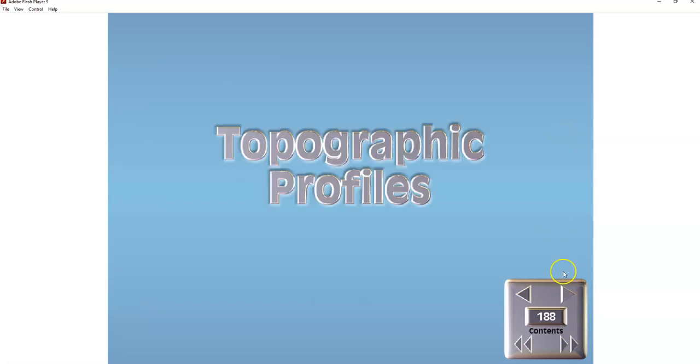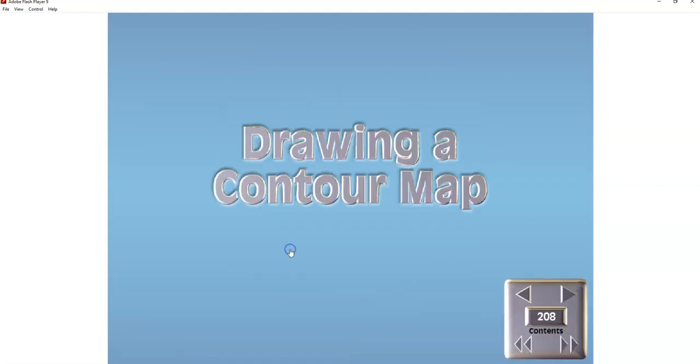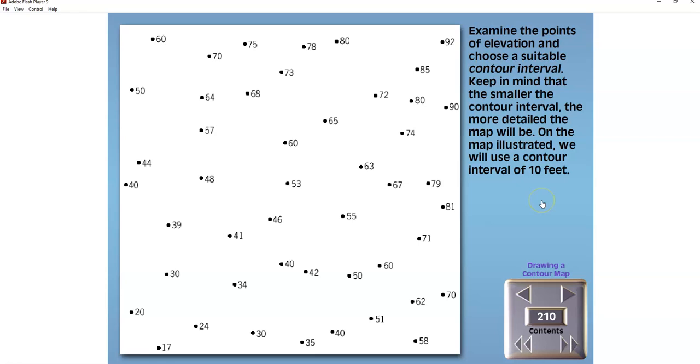Topographic profiles. I'm going to go back and skip this part. And let's see, drawing a contour map. Drawing a contour map using points of known elevation involves the following steps. Examine the points of elevation and choose a suitable contour interval. Keep in mind that the smaller the contour interval, the more detailed the map will be. On the map illustrated, we will use a contour interval of 10 feet.